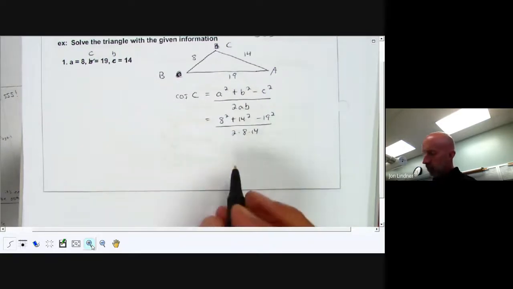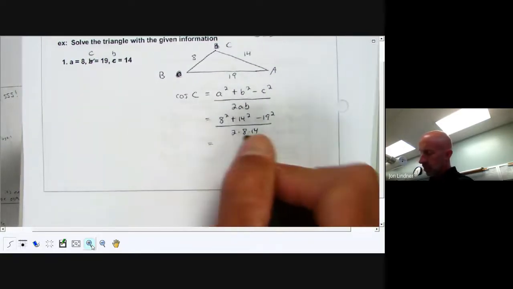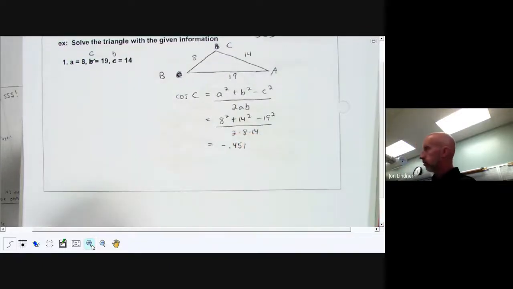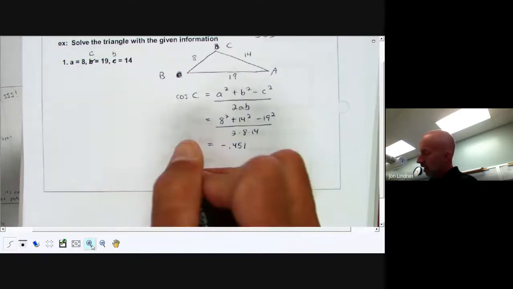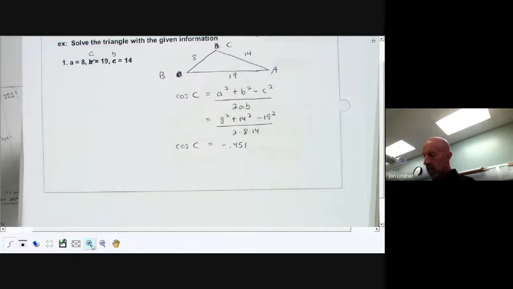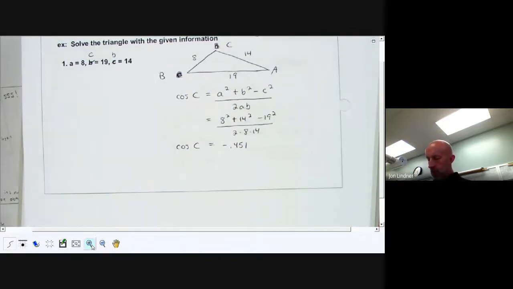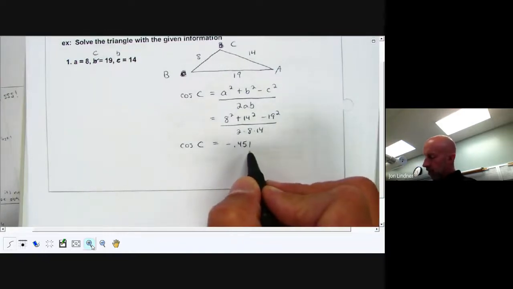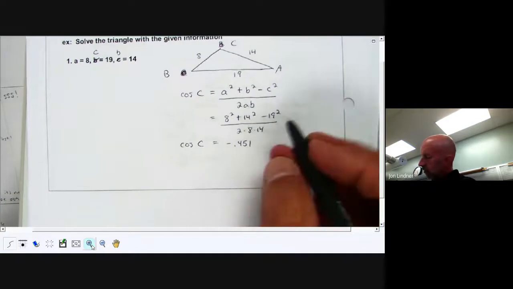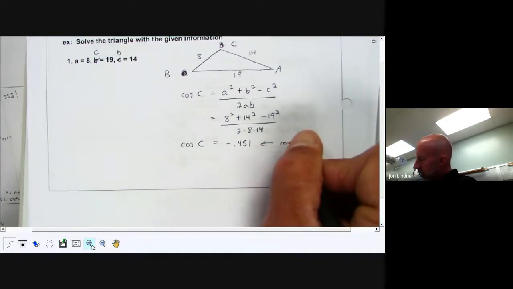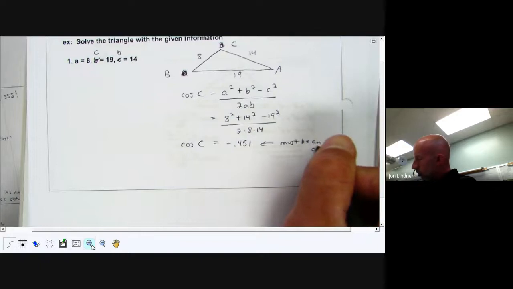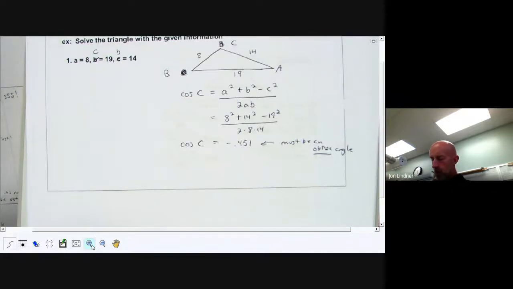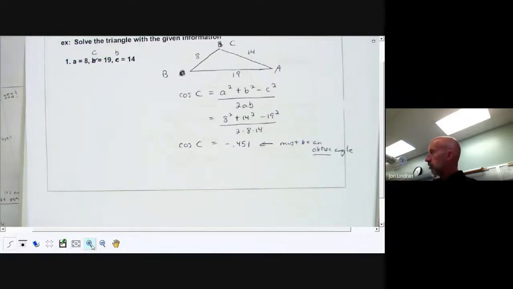Now I'm going to save ourselves some time here. This turns into the decimal negative 0.451. It's a negative number. And what we have is the cosine of C is equal to that. All right. So since it's negative, it must be an obtuse angle. All right. Must be an obtuse angle.